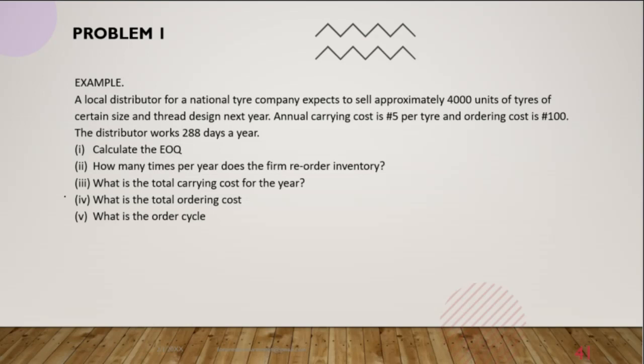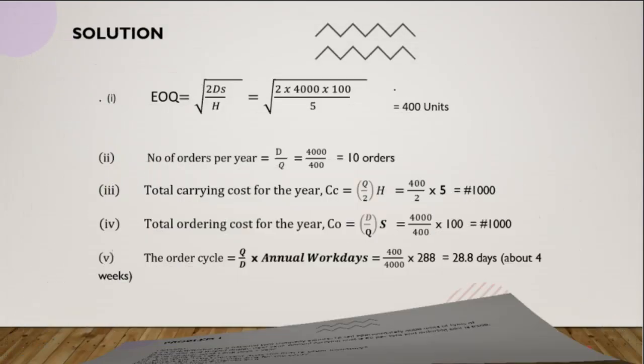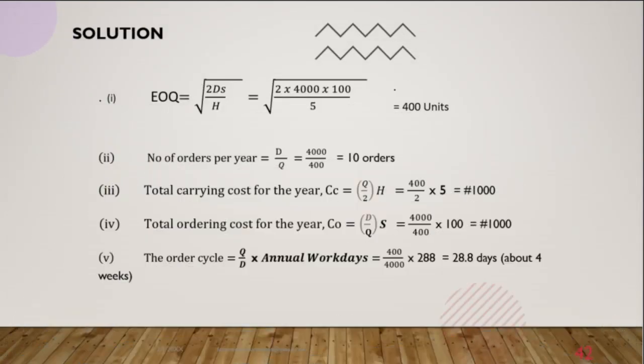So this question carries all the things that we need to know about economic order quantity. We need to know the quantity, how many times we need to order, the carrying cost, the ordering cost, and the time in between different orders. So let's look at the solution to this problem. This is the solution to the problem.